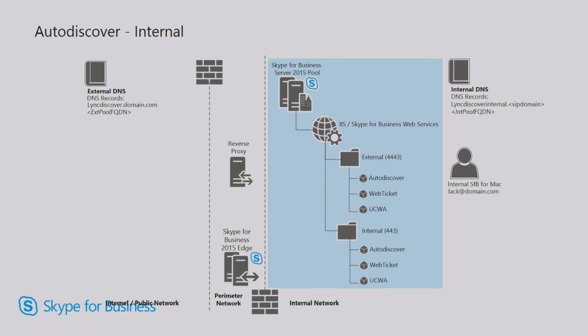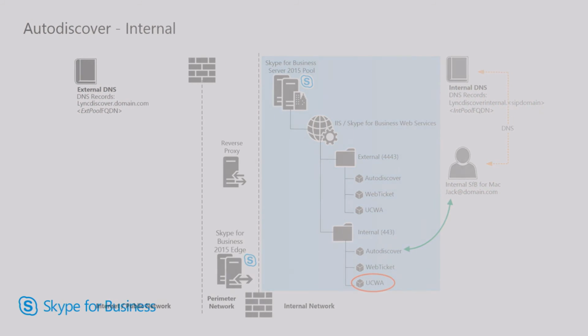So, my favorite animated slides. We'll talk about the auto-discover flow, and we'll try to go quickly. So we've got Jack sitting over there. Jack's an internal Skype for Business for Mac user. He hits the lyncdiscoverinternal.contoso.com DNS entry. He hits auto discover on the internal website. No proxy involved. There was much rejoicing. We talk to UCWA directly, and everything is happy-go-lucky.